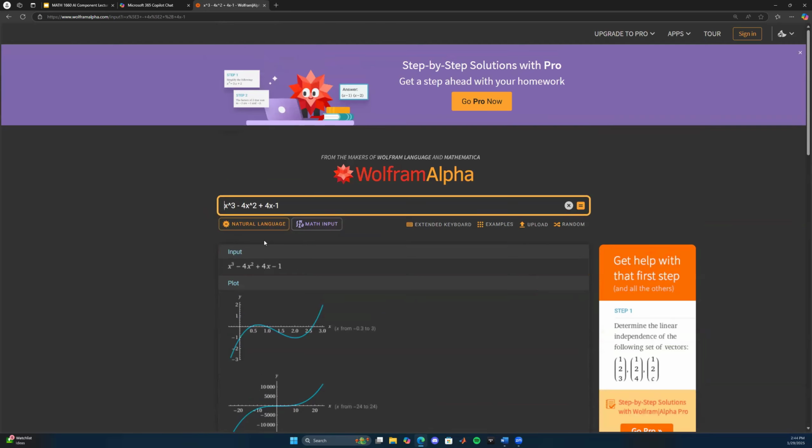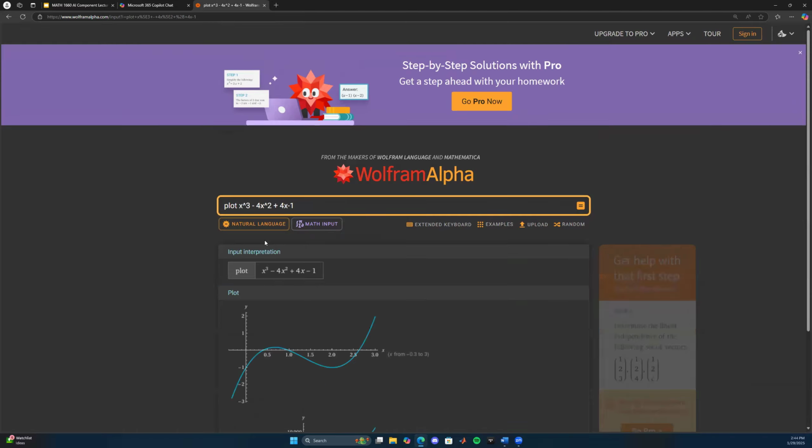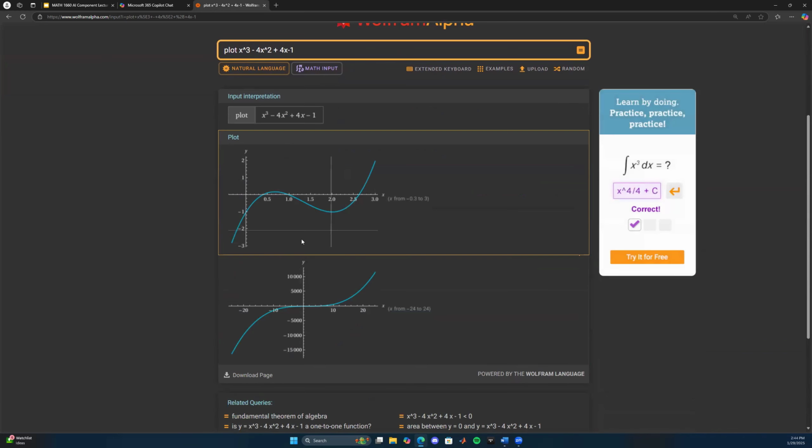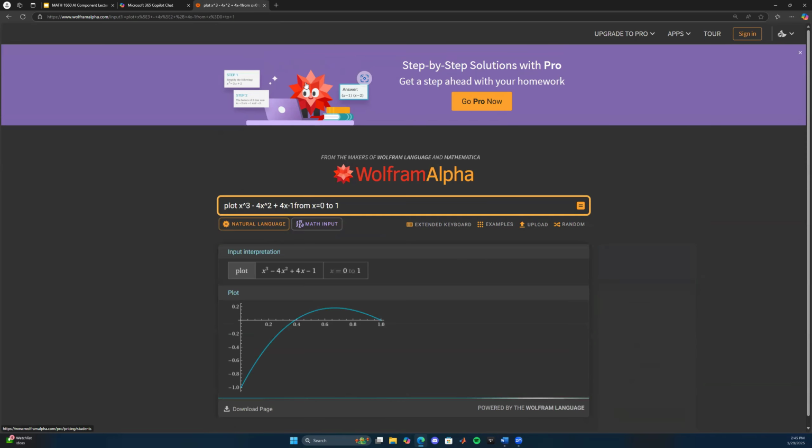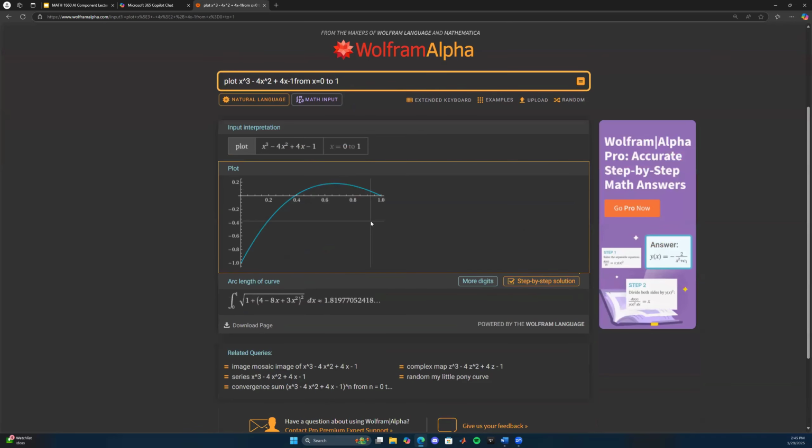So if we wanted something specific, we could type in whatever we want. Let's say we just want the plot of the function. So let's say plot. Now here it should just give us the plot. Great, it's intuitive. So let's say instead that we want just part of the plot. So maybe we're going to plot this function from x equals 0 to 1. Okay, great. So now we have just a small window of this function.